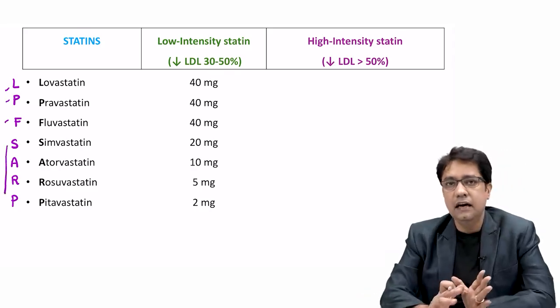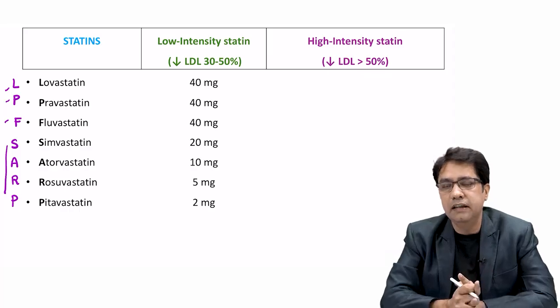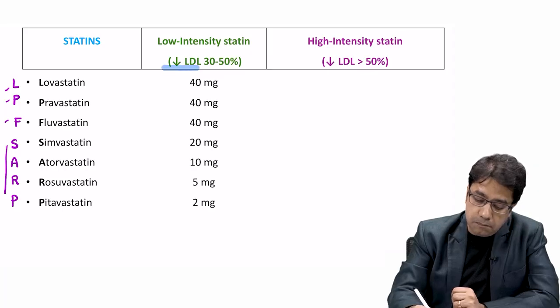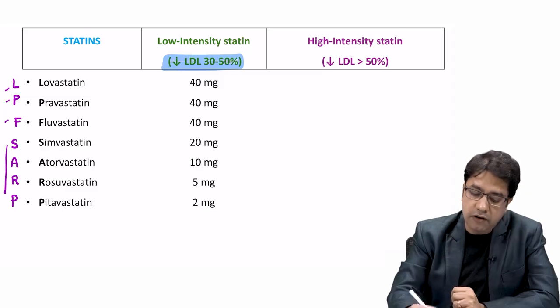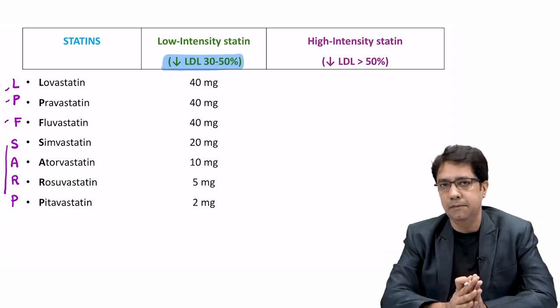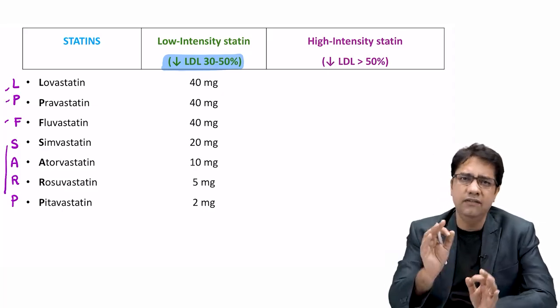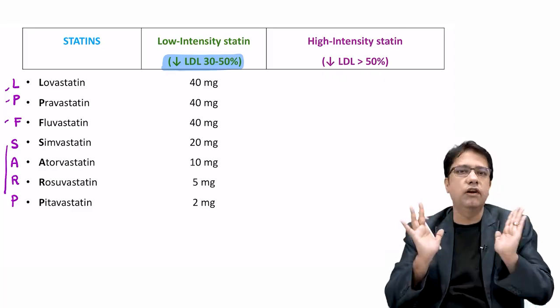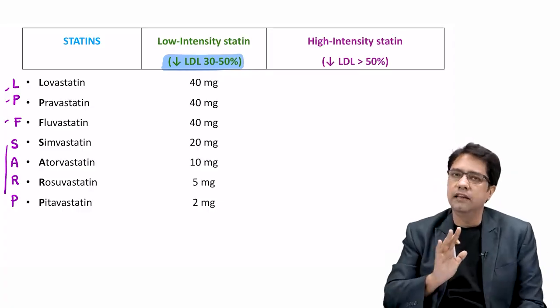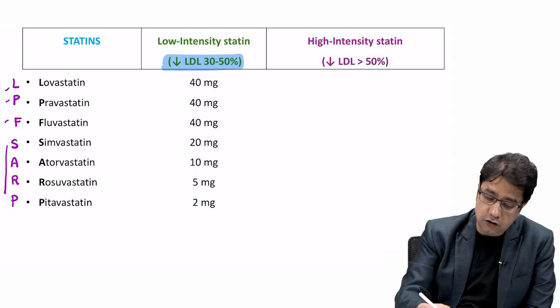So let's see how much blood lipid level they can reduce. When we want to reduce blood lipid level by 30 to 50%, we call it low intensity statin therapy. Low intensity means when we just want to reduce LDL level by 30 to 50%. So in low intensity statin therapy, we can give all statins. But what is their dose?